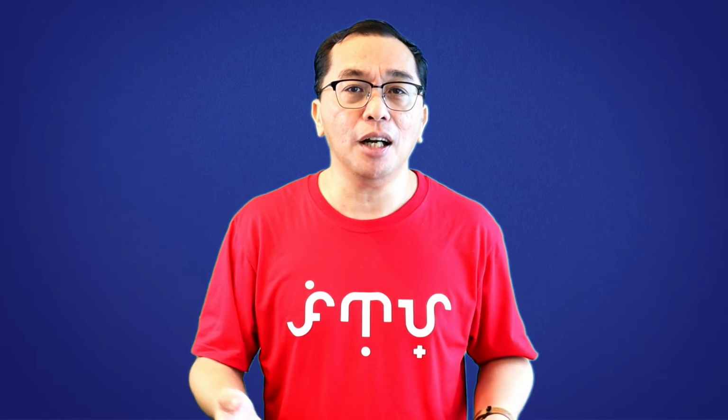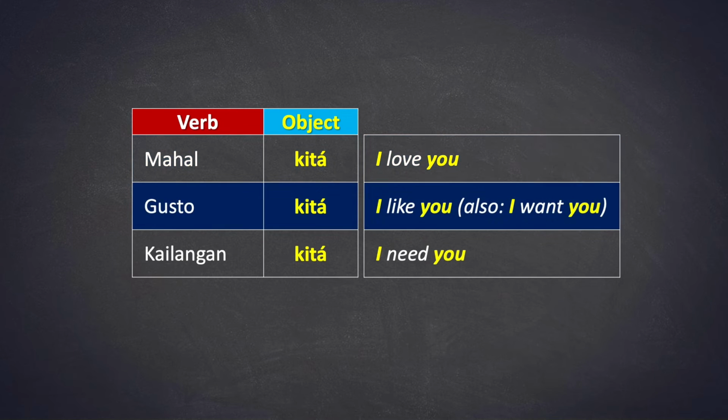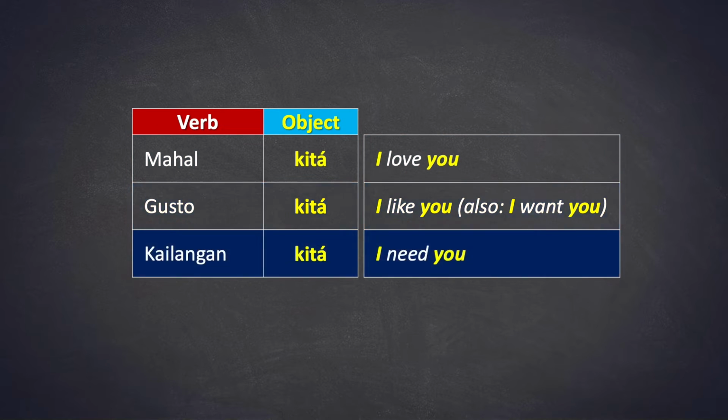And there are a few more words in the same boat as Mahal. And what's common about them is that all of them are emotional words. Let's take a look at these emotional action words. We already know of Mahal kita, I love you. There is gusto kita, I like you. And kailangan kita, I need you.